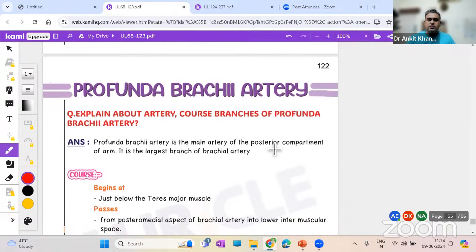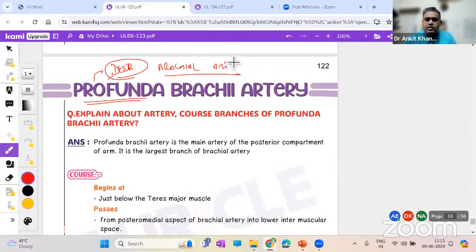Next topic over here is the profunda brachii artery. Now remember, this is the main branch of the brachial artery. So wherever the word profunda is there, remember the meaning is deep. When we learn the muscles in the front of the forearm, we say flexor digitorum profundus. So profunda means deep. So this profunda brachii artery is also known as the deep brachial artery.